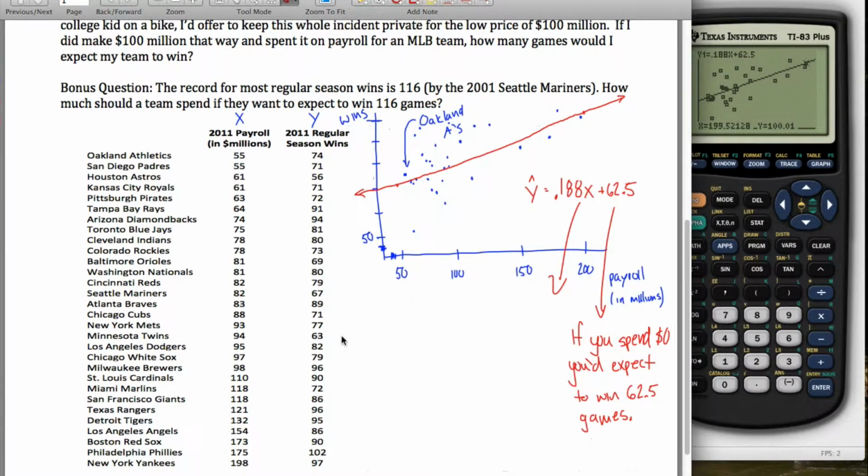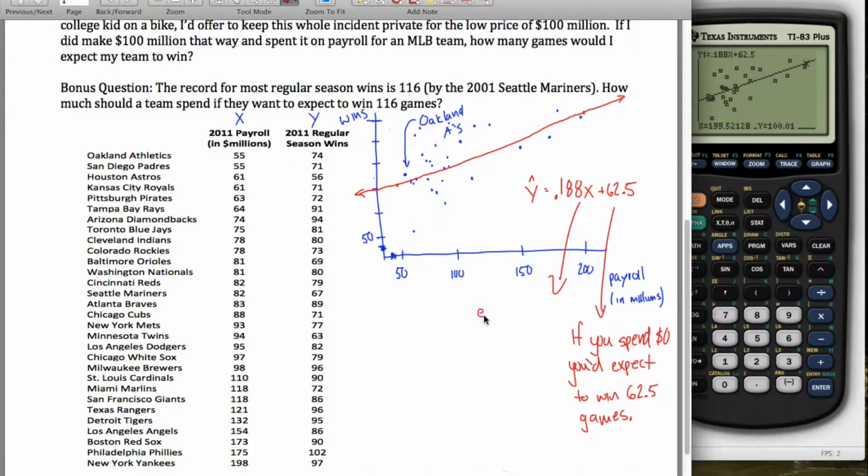Kind of funny when you consider that the Minnesota Twins won 63 games that year. They spent $94 million to win 63 games. This model is saying spend nothing, you'll win 62.5. So in other words, it's saying the Minnesota Twins were pretty terrible. Oh no, even worse. The Houston Astros, 56 wins. There you go. Spend no money, you should win 62. The Astros spent money and they only won 56. Sucks to be an Astro.